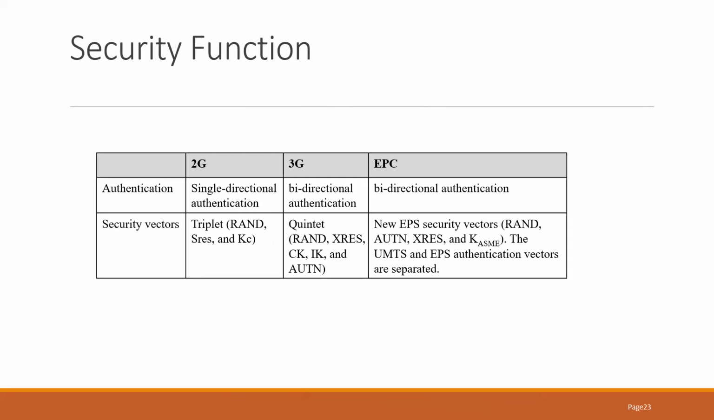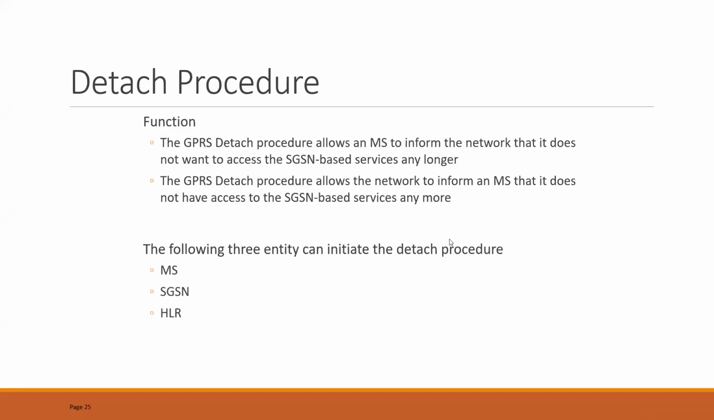We looked at the security functions as well. So we have triplet, quintet, and for 4G I think it's called quadrets, something like that. So 3 vectors here, 5 vectors here, and 4 vectors here. And KSME is a combination of KC and IC.